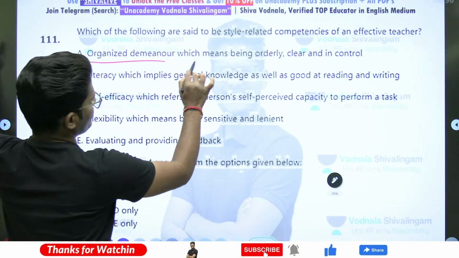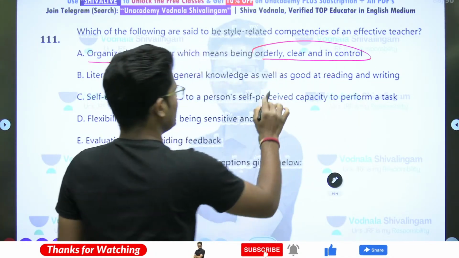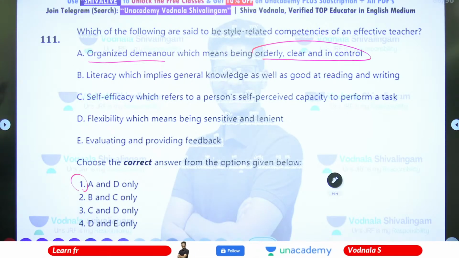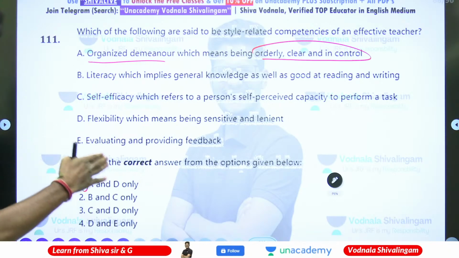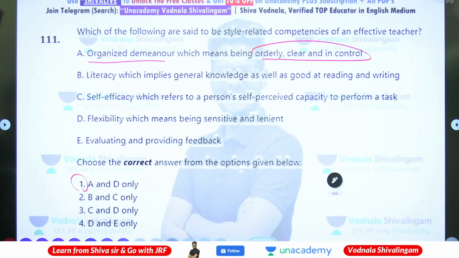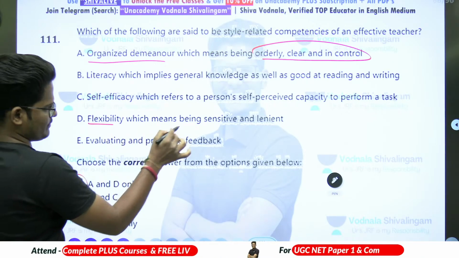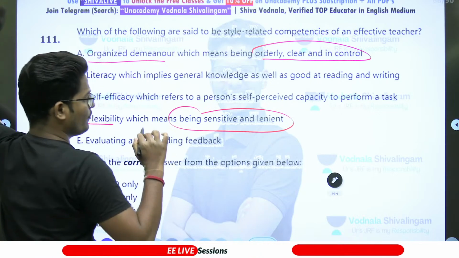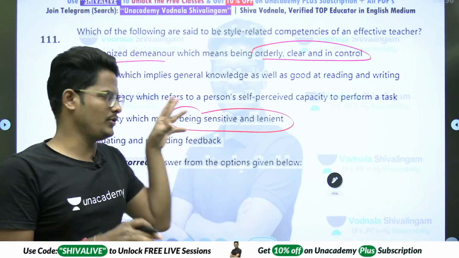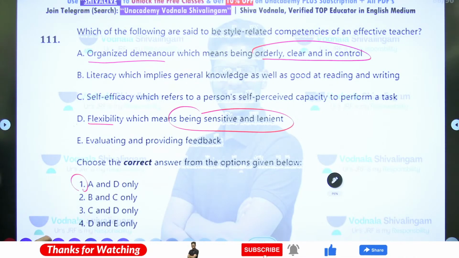Organized demeanor means being orderly and having clear control. One of the most important is clarity: we have to present the lesson in a clear, proper, systematic, stepwise manner and organize the entire classroom, which is effective teaching. And flexibility means being sensitive and lenient. As a teacher, you have to know when to be strict and when to be lenient in classroom control. Then only will that teacher be an effective teacher.